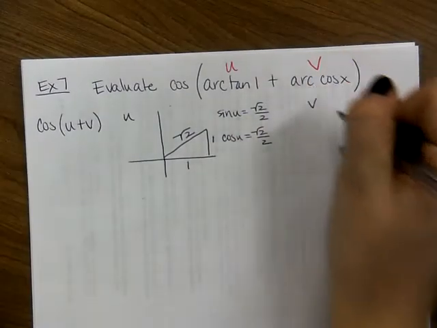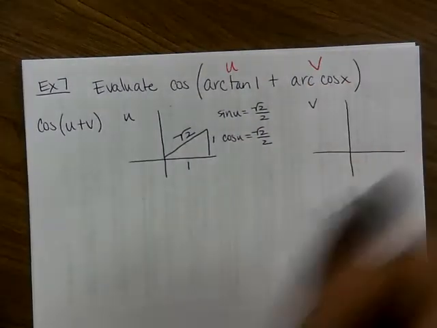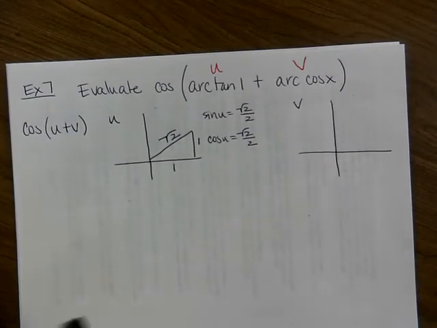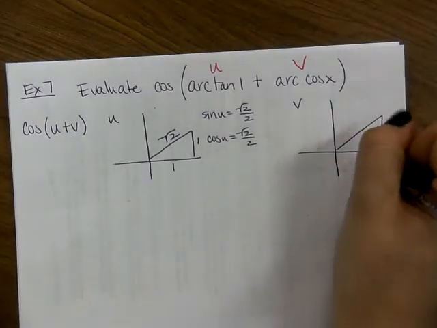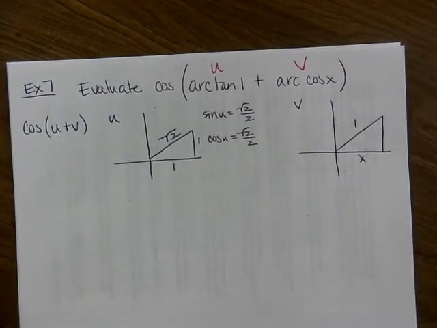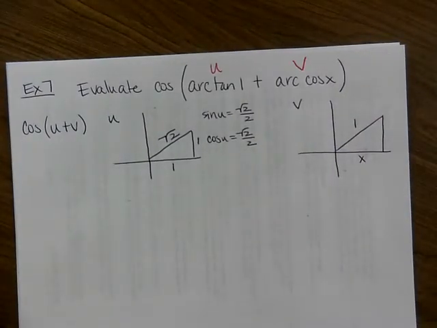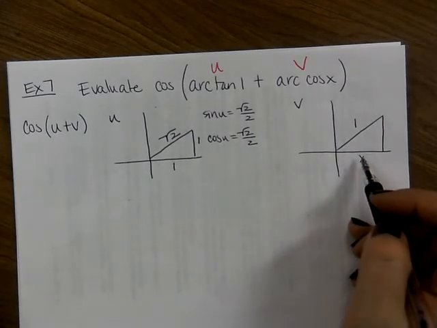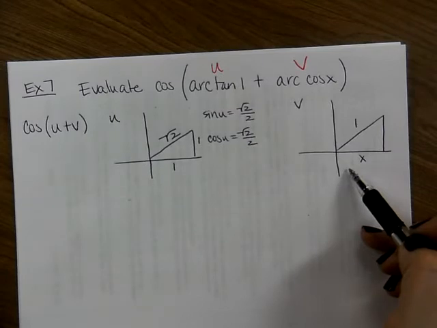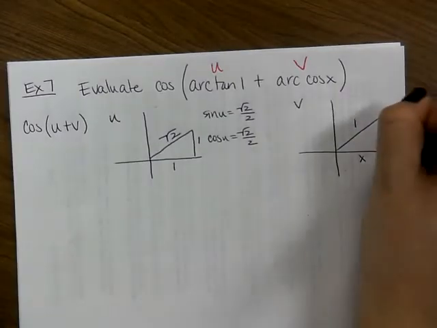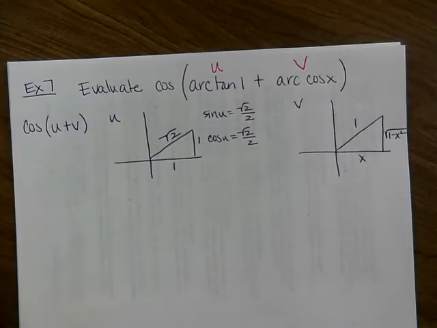Now for v, we'll have to draw a triangle. Remember, when you're given an x value, it always is in quadrant 1. Cosine is the adjacent over the hypotenuse. So now we have to do the Pythagorean Theorem. This is like c squared minus b squared, then take the square root. So you're going to get the square root of 1 minus x squared.